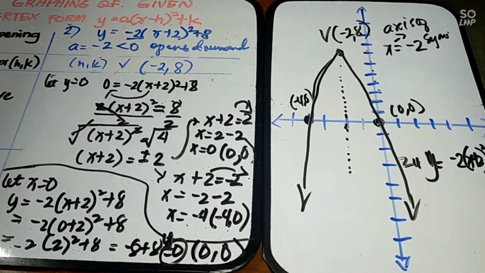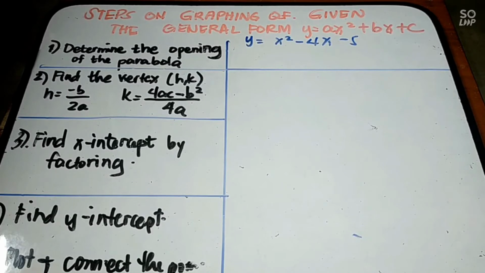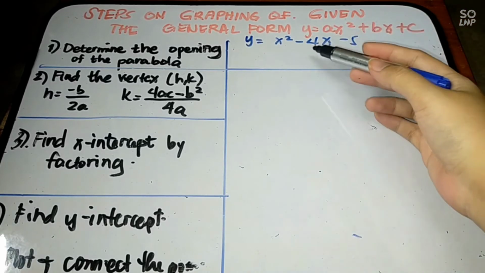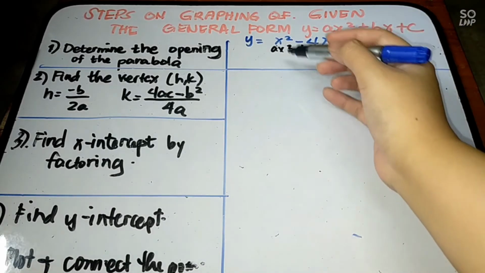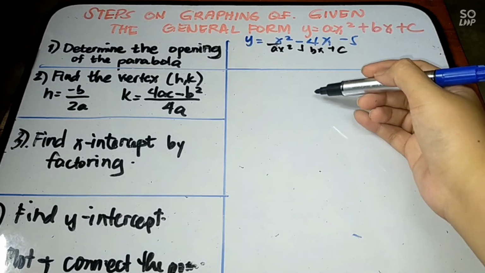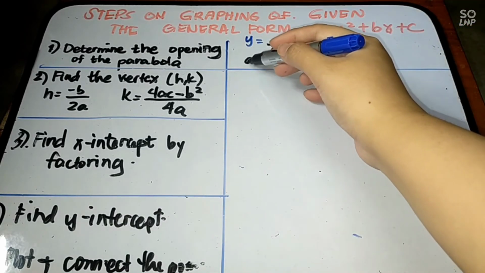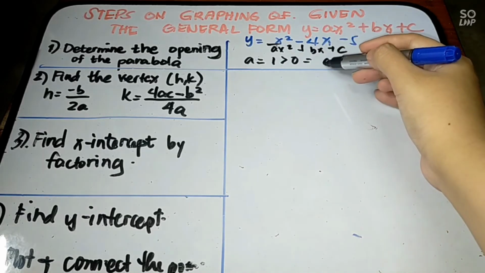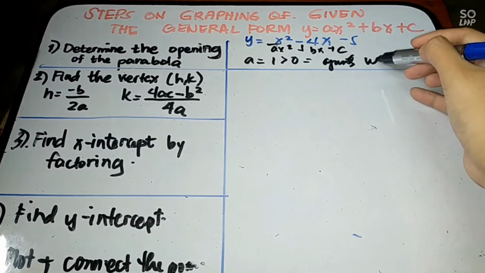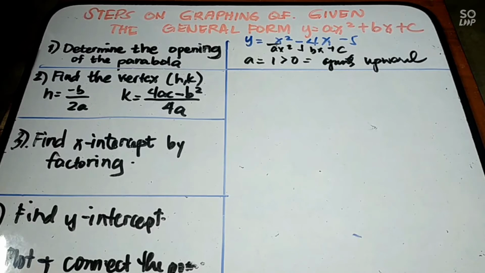Now, let's move naman kapag naman ang given mo is in the general form. Let us have the steps on how to graph a quadratic functions given the general form y equals to ax squared plus bx plus c. First step again, we are going to find for the opening of the parabola. So, paano mo makukuha dito si a? So, di ba ito ay ax squared plus bx plus c. So, this is your a, yung katabi lang ni quadratic, the quadratic term. So, your a is equal to positive 1. So, since it is greater than 0, therefore, it opens upward. So, that is your opening.